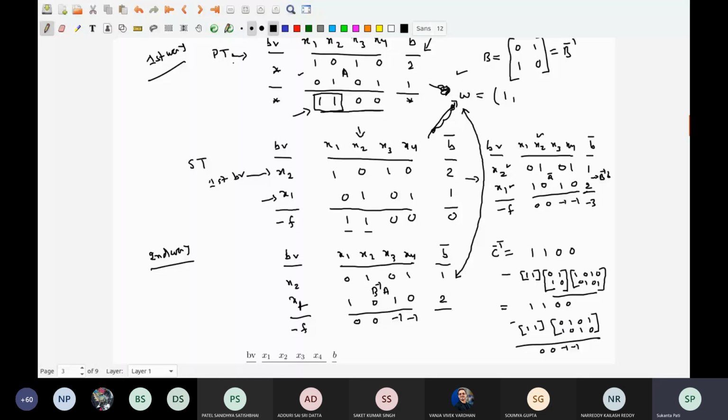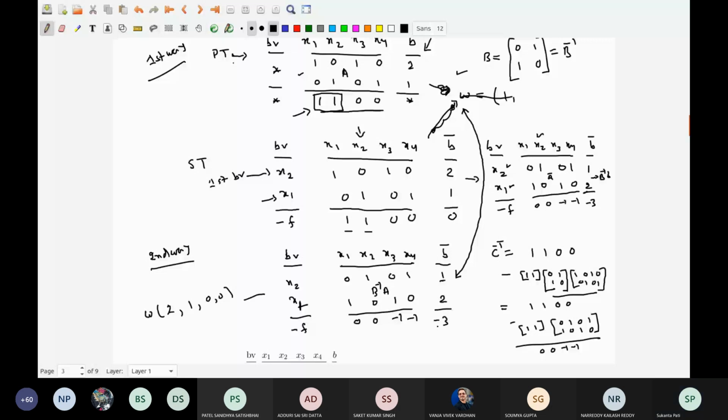From here I should be writing W: x1 equal to 2, x2 equal to 1. These are the values of the basic variables, and the non-basic variables are all 0. That is W. And what is the cost of W? You are trying to minimize C transpose W, like x1 plus x2, so that is 3. So you write minus FW, which is minus 3. Then you see this simplex table and this simplex table are the same.